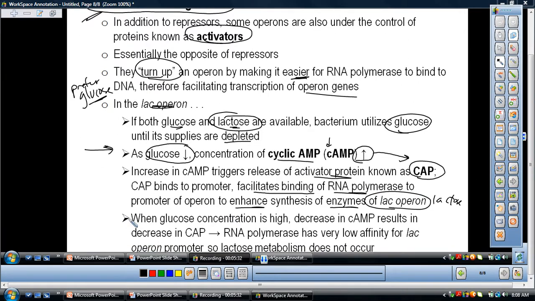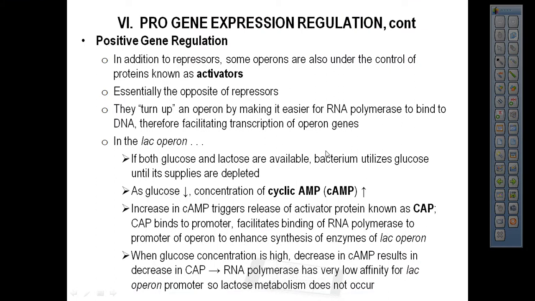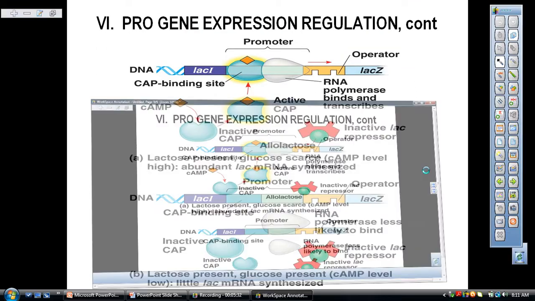Okay, now look at this bullet. If glucose concentration is high, this is preferable, and this is actually more often, decrease in the cAMP, so they're not going to produce this cAMP, results in decrease of this CAP, which also results in RNA polymerase having a low affinity for the lac operon, so lactose metabolism does not occur. Okay, so it's still working with that lac operon, but it's in a different situation. So here's a picture. Okay, let's look at the picture of it.